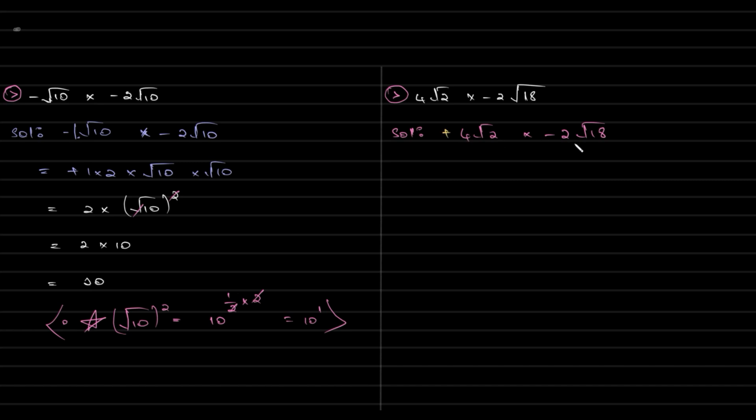So positive into negative. First is the sign. Then I'll rewrite 4 as 2 into root 2 into root 18. Even this step is not required. Directly you can write this as negative 1 into 4 into 2, which is negative 8, into root 2 into root 18, as root of 2 into 18.